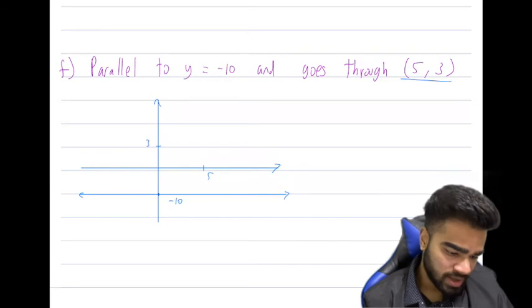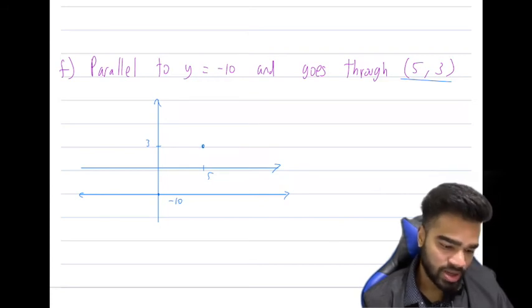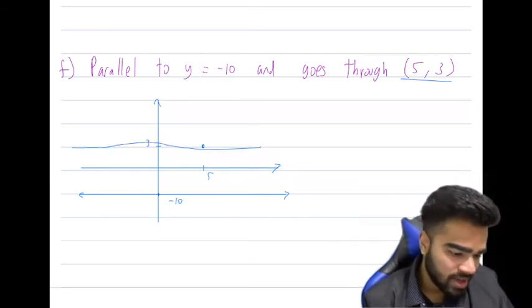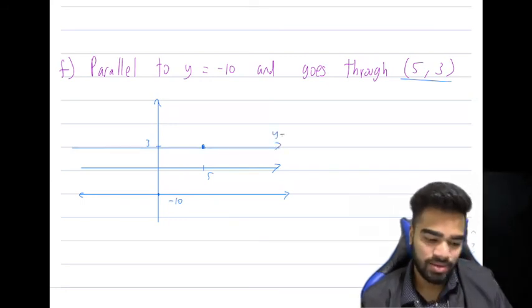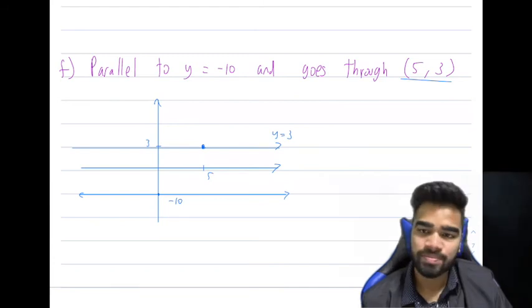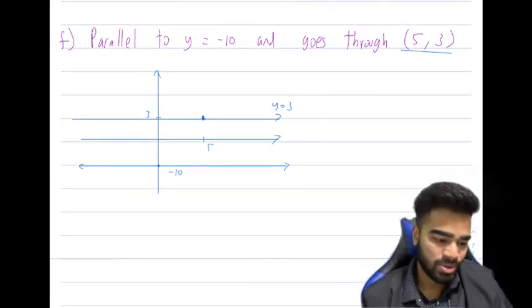So 5 is here, 3 is there, it has to pass through this coordinate. And then you can see graphically, if it's a horizontal line, it has to go through that graph, right? Well, the equation is y is equal to 3. Okay, that's how you do it graphically. But we'll do it with the equation.